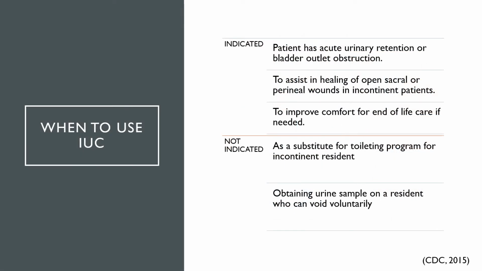One of the first steps we can take to prevent CAUTI is to assess the need for an indwelling urinary catheter, because it should only be inserted and kept if absolutely necessary. Some reasons for indication of an indwelling urinary catheter in long-term care residents are if the patient has acute urinary retention or bladder outlet obstruction, to assist in healing of an open sacral or perineal wound in incontinent patients, or to improve comfort for end-of-life care if needed.